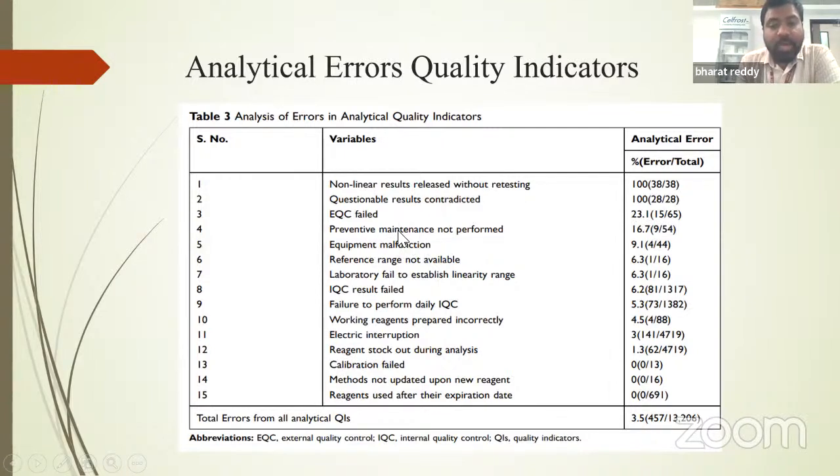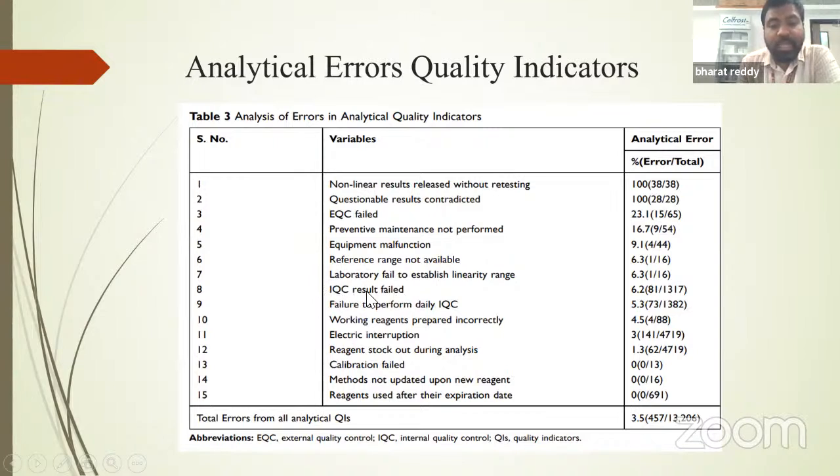And then the main important one is preventive maintenance not performed. This is very, very important. We have to perform daily, weekly, monthly, quarterly, half-yearly, and yearly preventive maintenance. And then equipment malfunction. Reference range not available in the report. Laboratory failed to establish linearity range. And then internal quality control results failed.